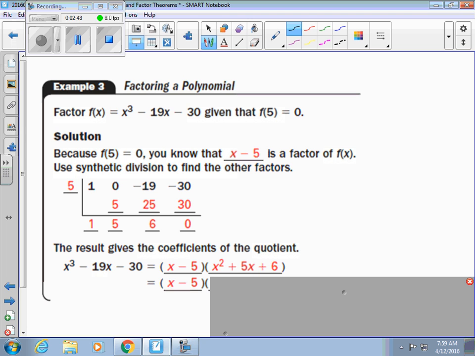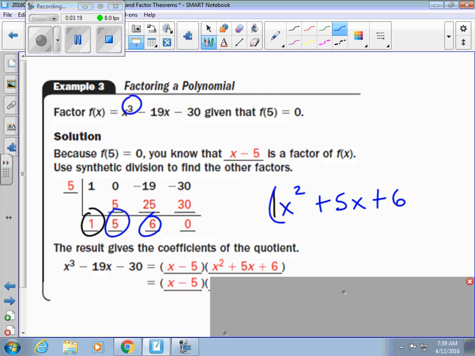So the first one is 1. And remember, you go 1 degree less than whatever this is. So it's 1x squared. Then the next one is plus 5. That's x to the first power because x squared was first. Then the next one is plus 6. We already got x squared, we got x to the first power, we got the constant term. And then plus 0. There's no reason to write plus 0 over anything. So this is x squared plus 5x plus 6.